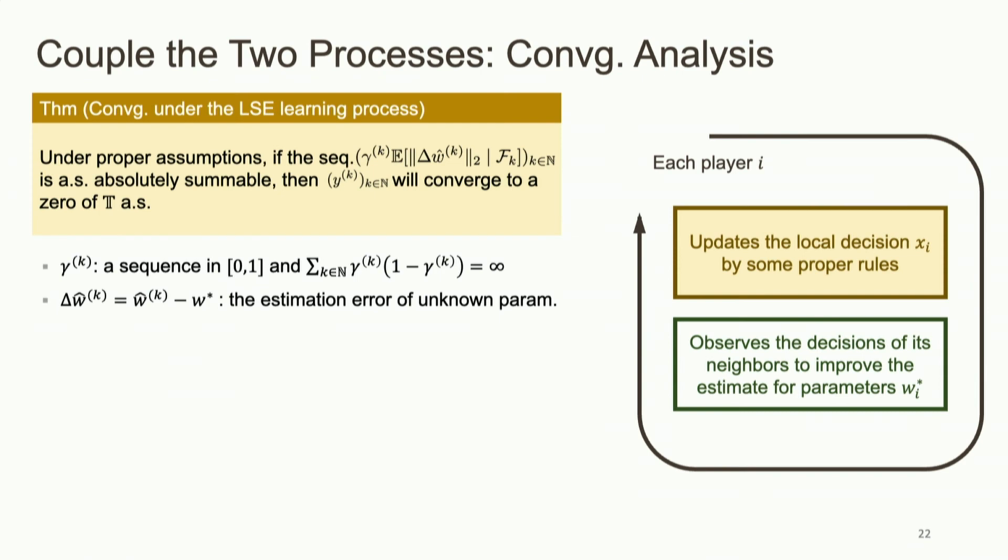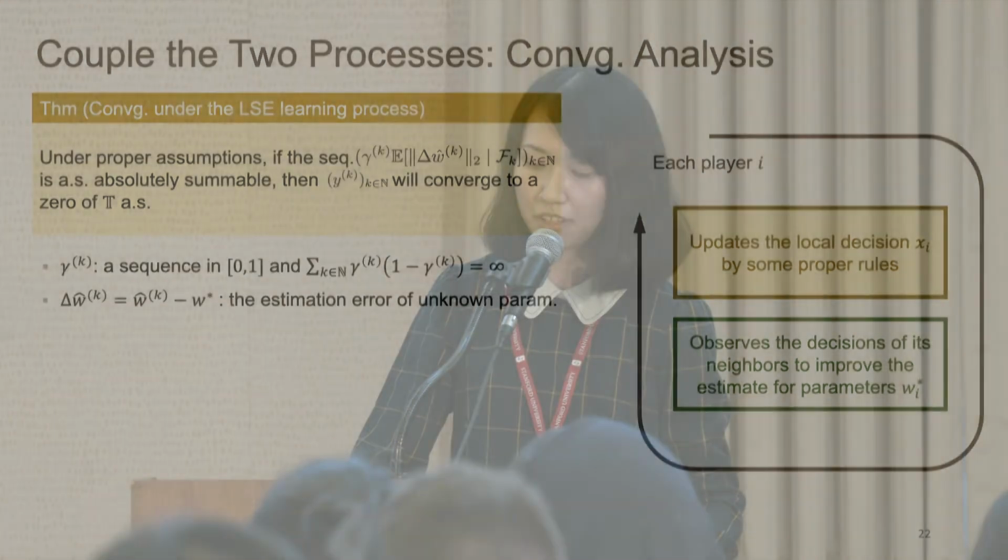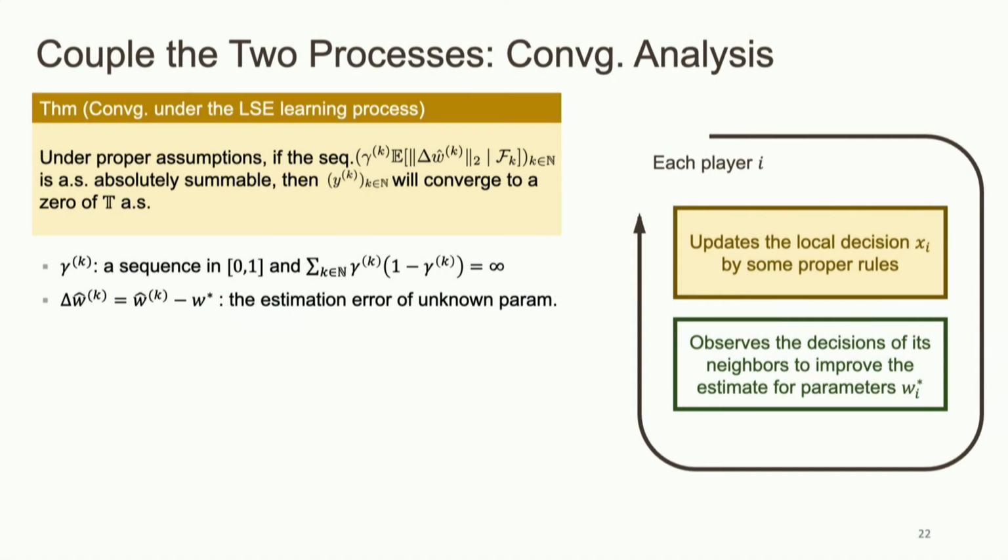So for the convergence analysis of the proposed algorithm, we have the following theorem, which suggests the relationship between the parameter estimation error and the convergence of the proposed algorithm. It says that if the sequence, gamma k times the parameter estimation error, is a summable sequence in an almost sure sense, then the generated sequence will converge to a zero of the operator T almost surely.